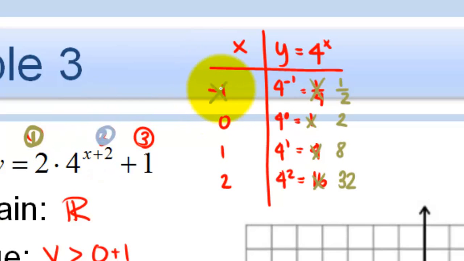So instead of -1, I have -3. Instead of 0, I have -2. Instead of 1, I have -1. Instead of 2, I have 0. I shifted all the x's 2 units left.